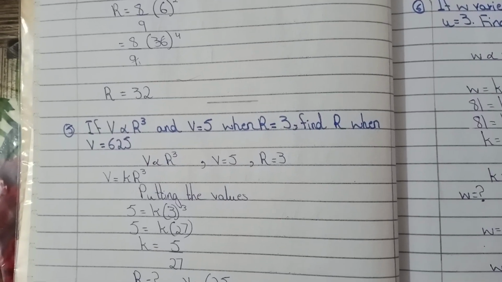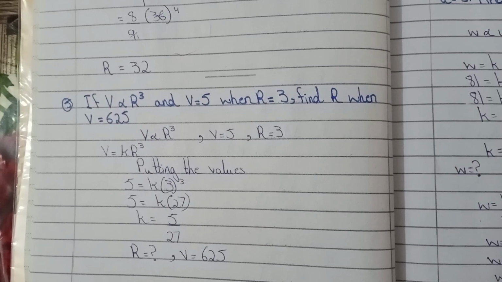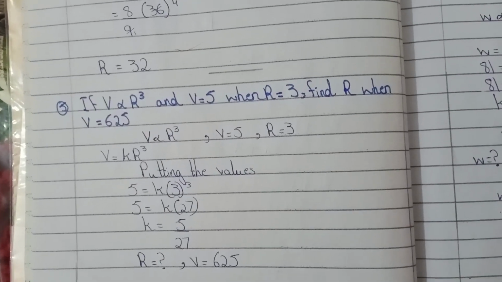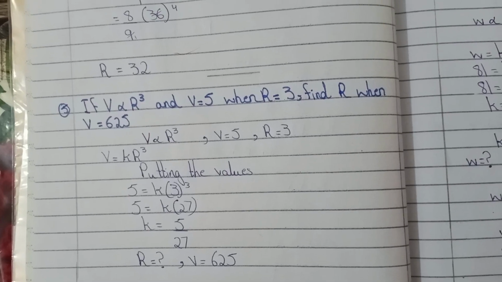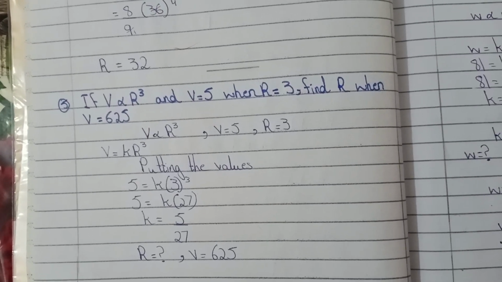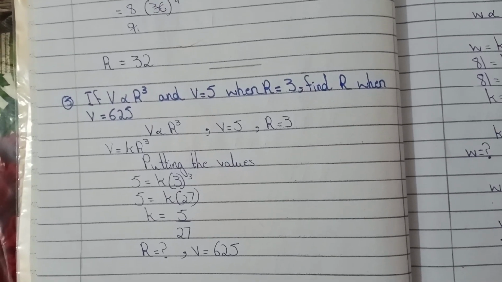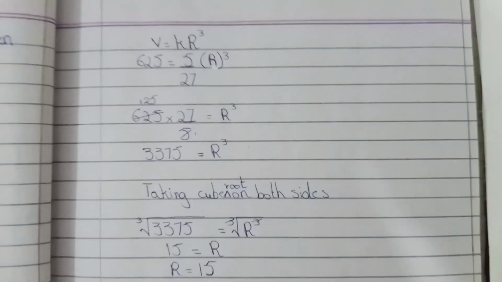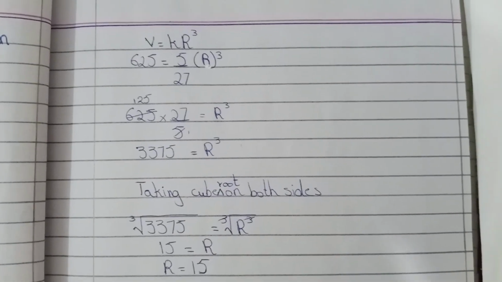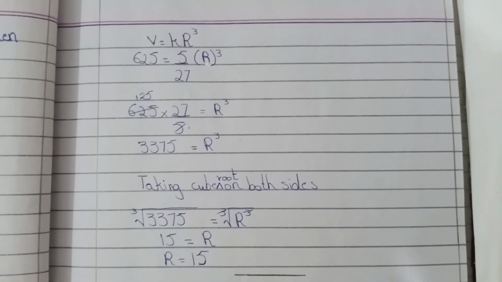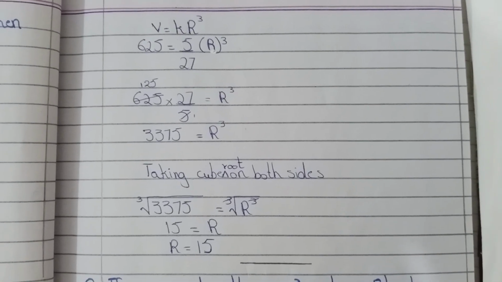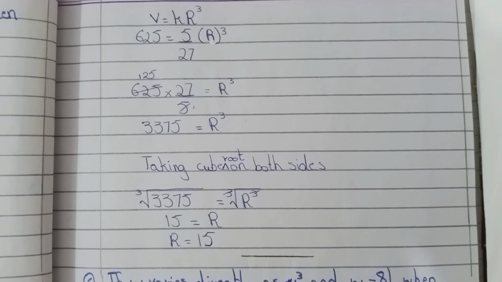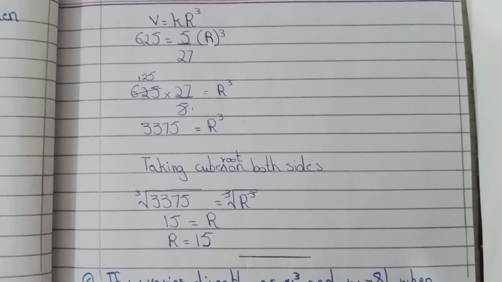Question 5, v is directly proportional to r cube. So the proportionality sign is removed and we have v is equal to k r cube. After putting the values of v and r, we have got k is 5 by 27. In the next part, r is unknown and v is 625. By putting these values in the equation v is equal to k r cube, we have got r cube is equal to 3375. We take its cube root and we get r is 15.